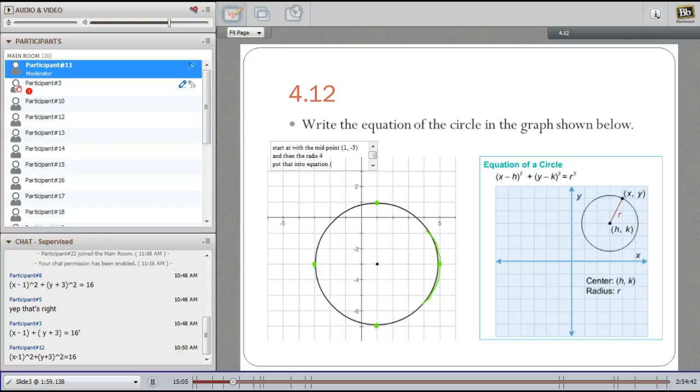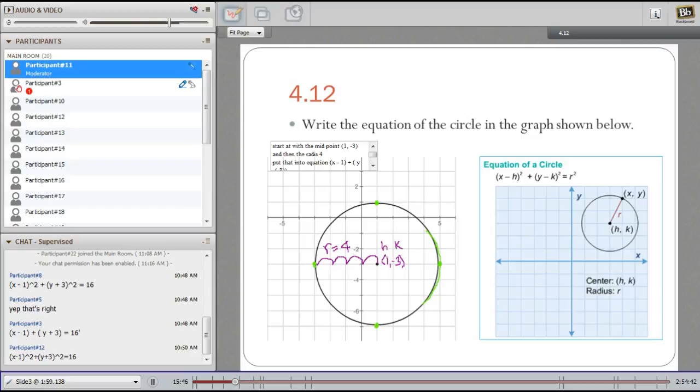Okay, excellent. Tristan's given us an awesome start here. So he's saying start with the center point. He identified that the coordinates here are 1, -3. Then he moved on to the radius. From the center of the circle to the edge, the distance is 4. So he said the radius is 4. And then he's putting that into this equation here. Remember, the h value is the x value of the center. The k value is the y value of the center. So this is h and this is k.